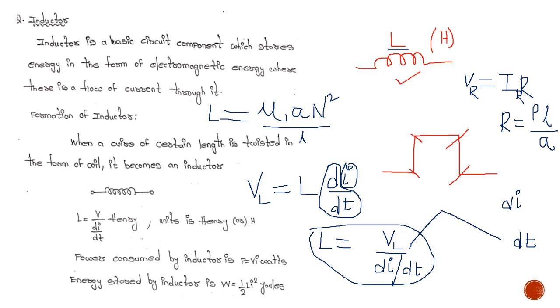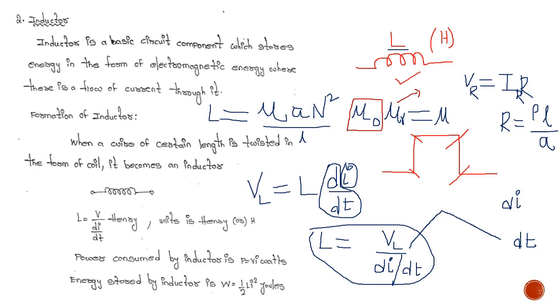This permeability can be based on two parameters, mu naught and mu r. Mu naught into mu r simply is nothing but mu. What is mu naught? Mu naught is the constant value, which is 4 pi into 10 power minus 7 Henry per meter. And mu r will be the relative permeability. This relative permeability depends on the material or the medium, on which medium we are placing this inductor.